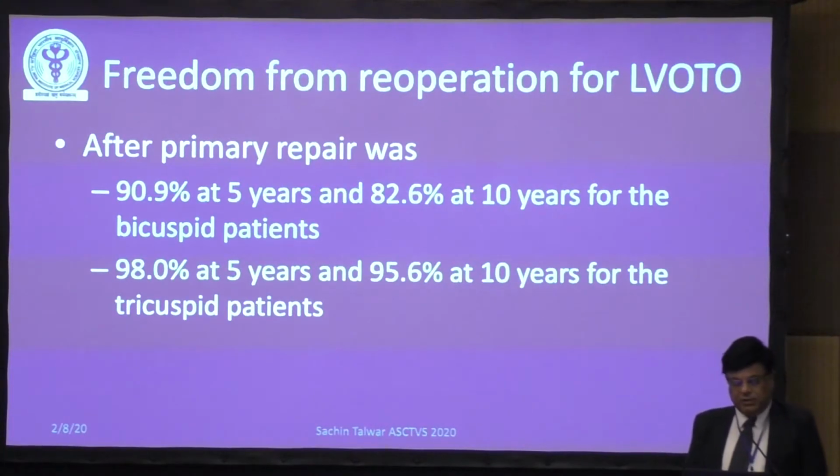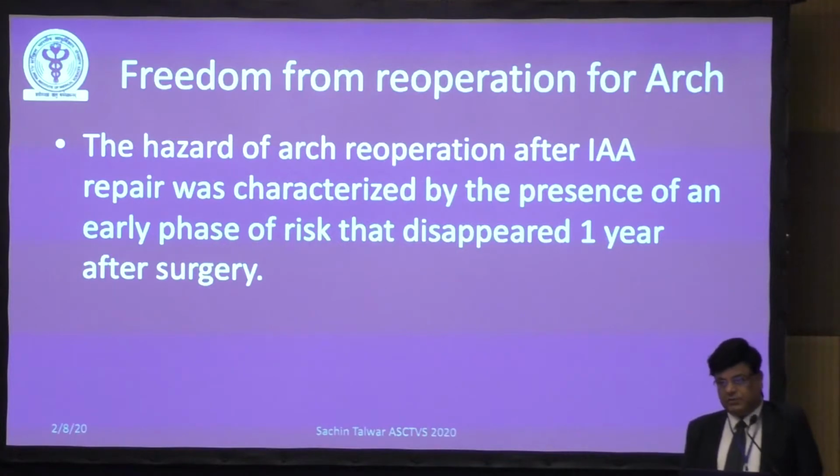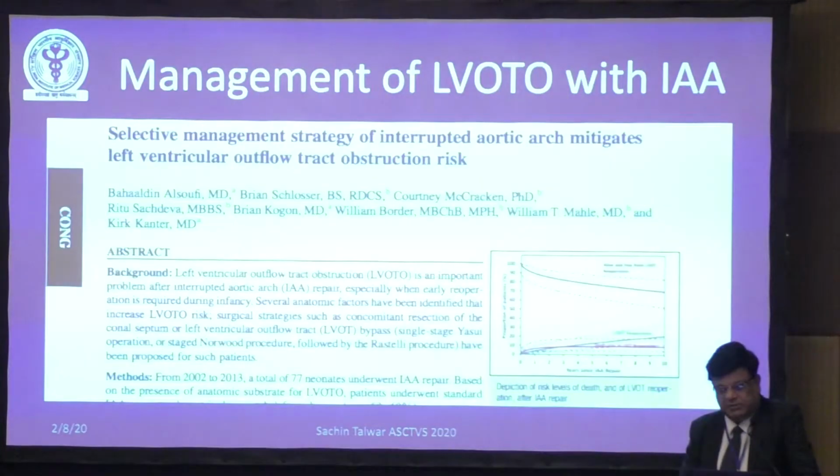The freedom from reoperation in this Congenital Heart Surgeons Society study is a large study, many centers, 500 cases. So after primary repairs, as many as 83% of the patients have a reoperation at 10 years, and 98% of them have reoperation at the age of 5 years. The freedom from operation for the arch and the hazard of the arch reoperation is characterized by the presence of an early phase of risk, the immediate phase, and that disappears at 1 year, and then late in the follow-up, they require reoperation at another stage.